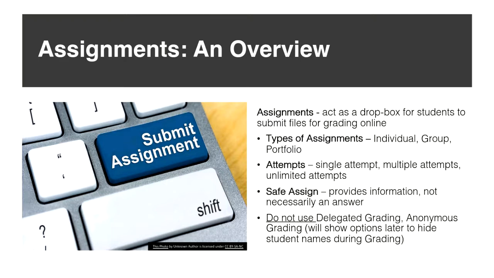Attempts. So there are single attempt, multiple attempts, and unlimited attempts. So I will show you where you can access and change the amount of attempts. But oftentimes what happens is, let's say the professor creates the assignment and they only give the students one attempt to submit. And then a couple days later, they say, you know what, I'm actually going to give them a second attempt. And they ask the TA or the GA to make that change. So where does that happen? I will show you when I share my screen, but you can definitely make it multiple attempts and even give them like two or three chances or unlimited attempts.